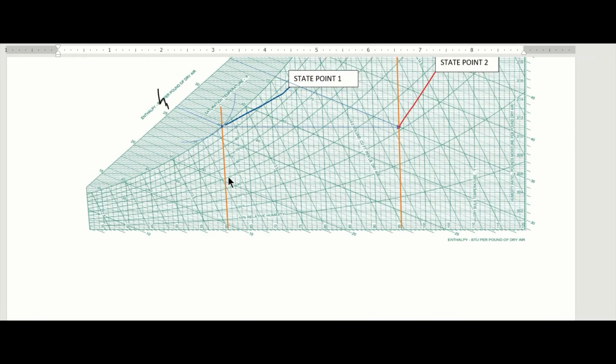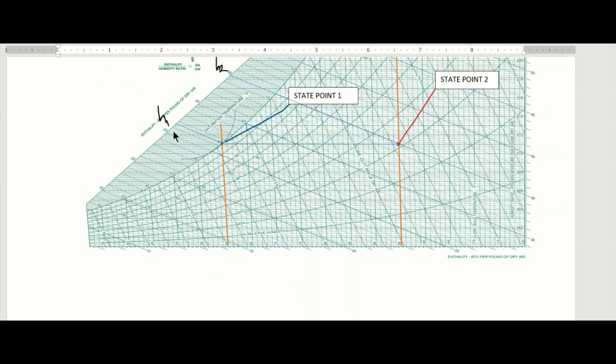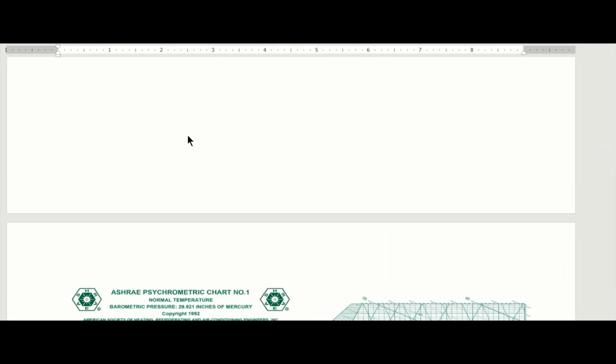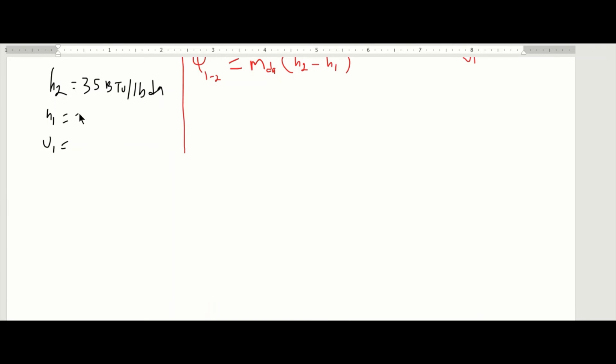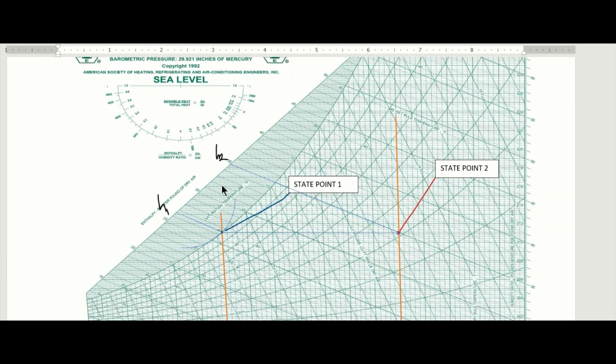Okay, so on my chart, this is 25, this is 26, this is 27, 28, 29, 30. My H1 falls between 26 and 27, so I will call that approximately 26.5. So my H1 is 26.5 BTU per pound dry air.